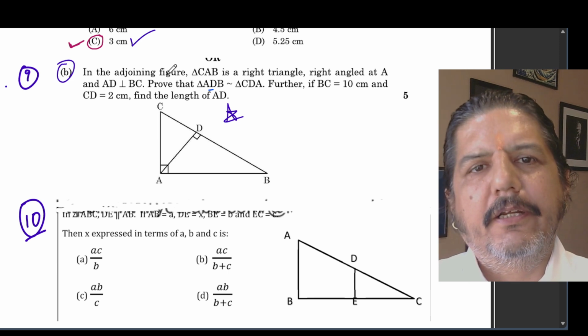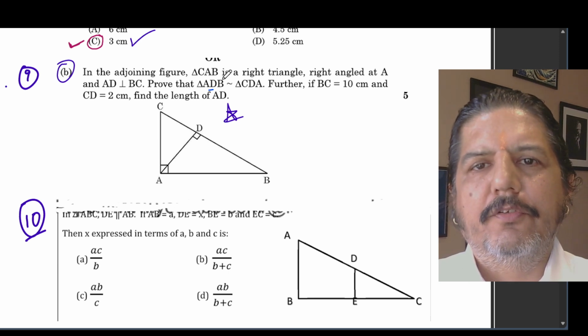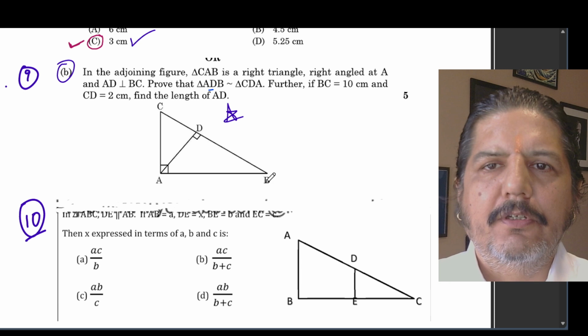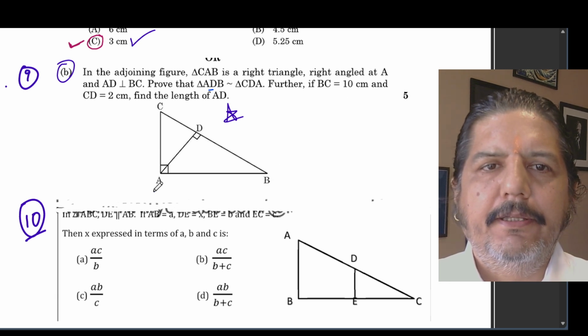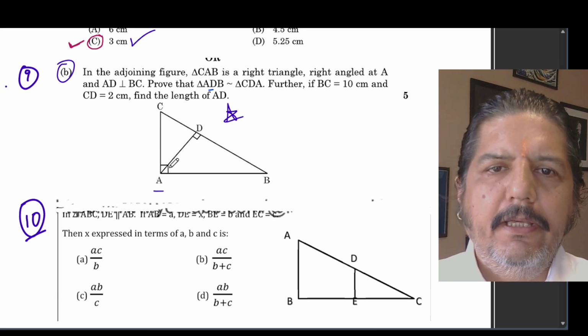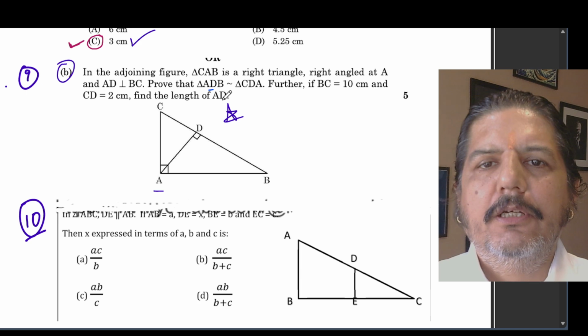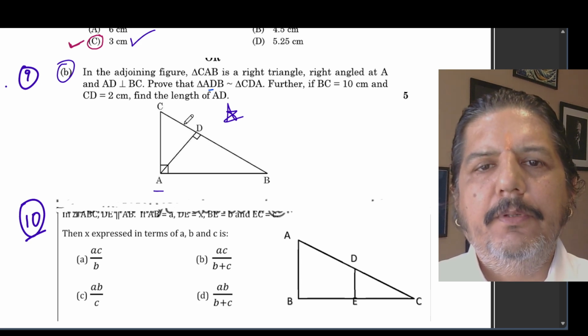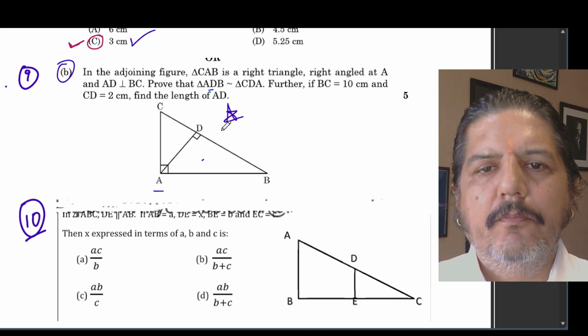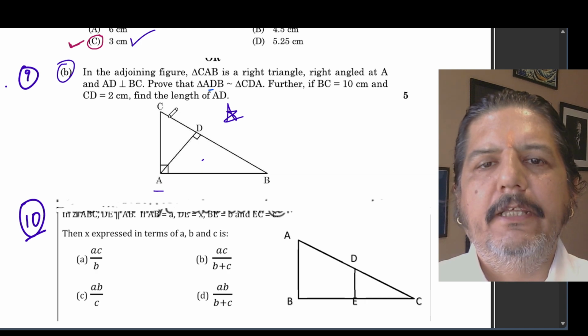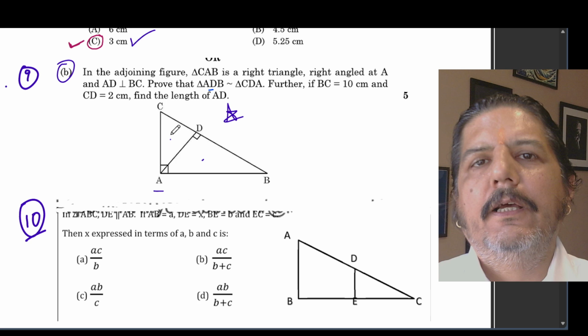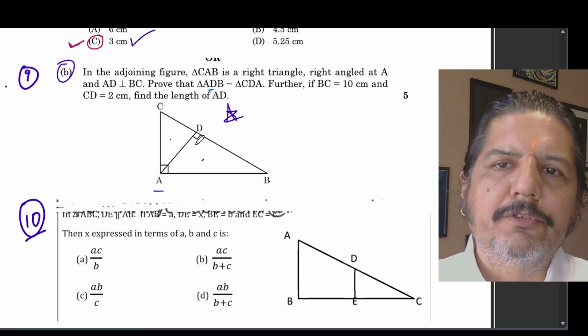Next question is again interesting. In the adjoining figures, CAB is a right triangle, with right angle at A. AD is perpendicular to BC. Prove that ADB is similar to CDA. So these two triangles have to be proved to be similar.